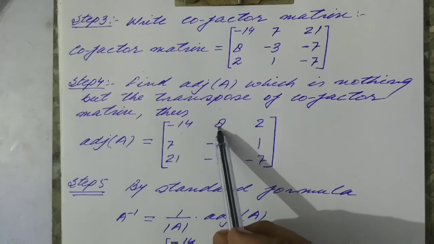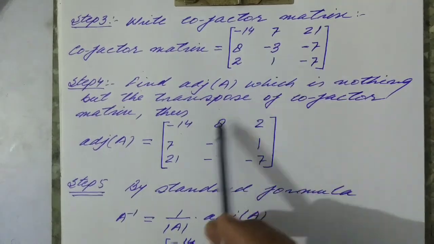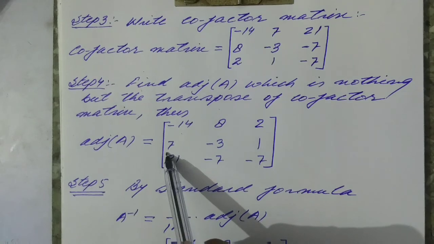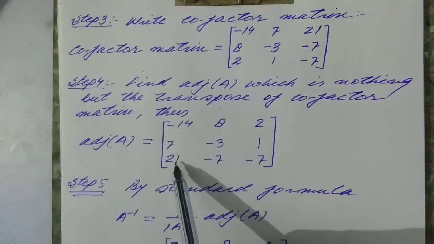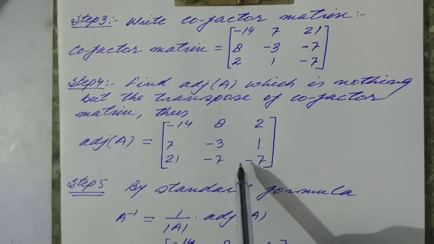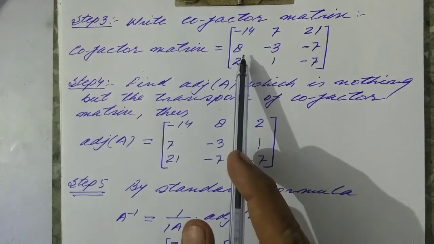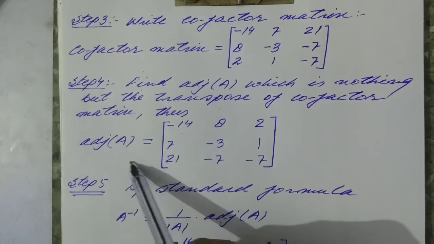In the same way, the second column becomes the second row: 7, minus 3, 1, and the third column becomes the third row: 21, minus 7, minus 7. So in this way we find the adjoint of a matrix.